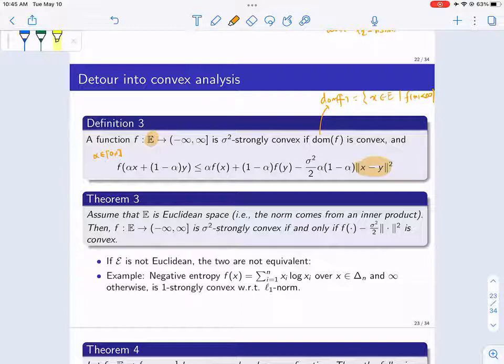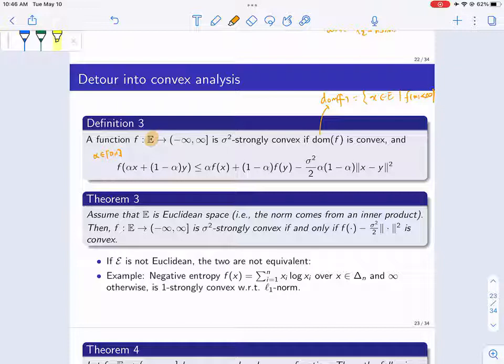So if E is a Euclidean space, which means that the norm comes from an inner product, like the L2 norm, then this definition is equivalent to saying that f is sigma squared strongly convex if f minus sigma squared over 2 times the norm squared is convex. So if I subtract this much of the norm from f, then this is going to be convex. If E is not Euclidean, they're not equivalent.